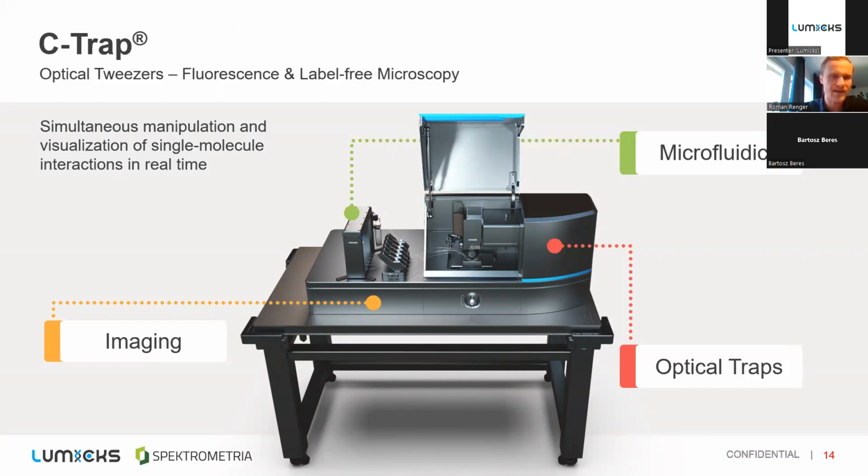We call it the C-trap, and it's a combination of optical tweezers with fluorescence, or if you wish, label-free microscopy. How it looks is the following. So it's this beautiful black box, which has three major components. It has microfluidics, it has an imaging module, which is typically a confocal fluorescence imaging module, and it has these optical traps.